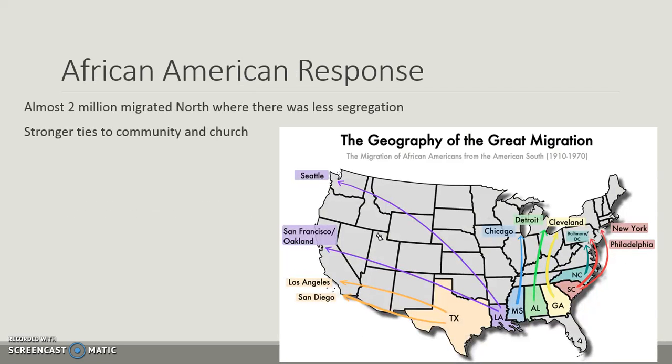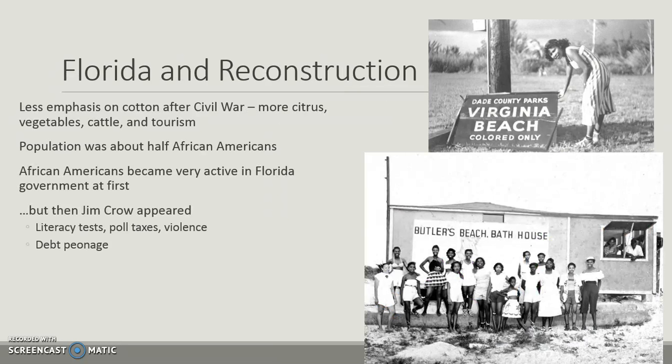In response to this, a lot of African Americans are going to leave. The ones that are able are not going to stay and deal with Jim Crow in the South, so they're going to pack up their families and move to cities like Chicago and New York and Seattle. Florida is not an exception. We were the South, we are the South.